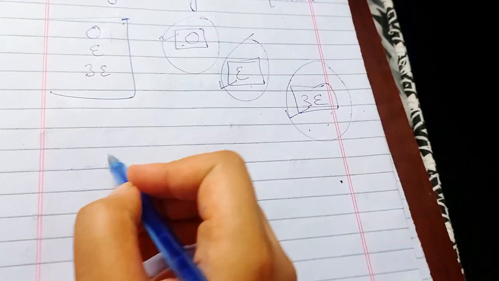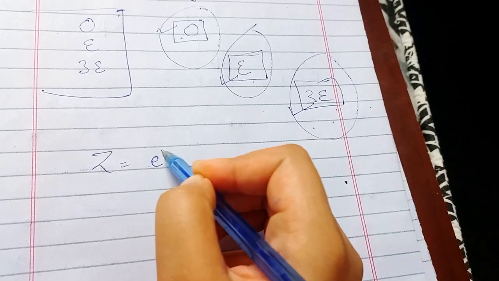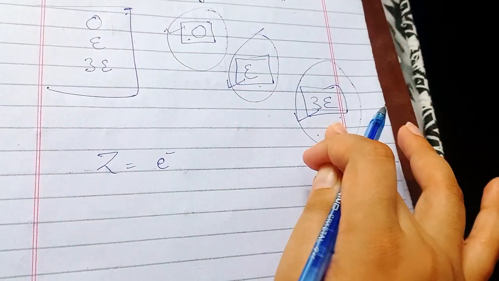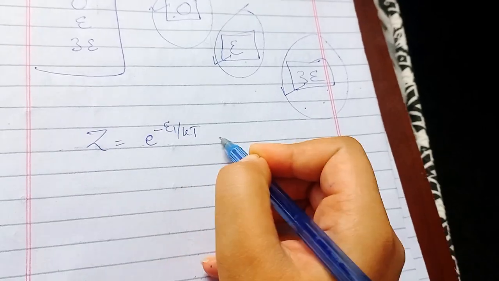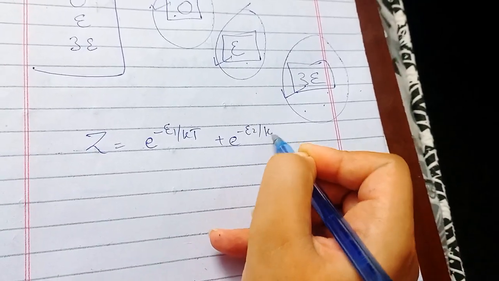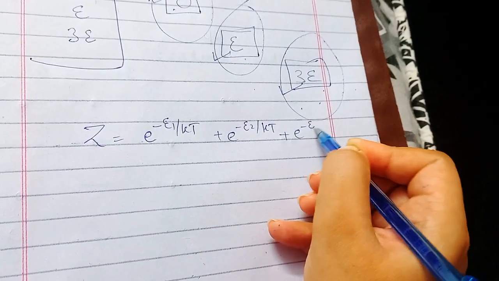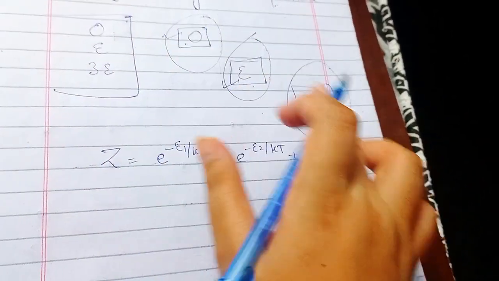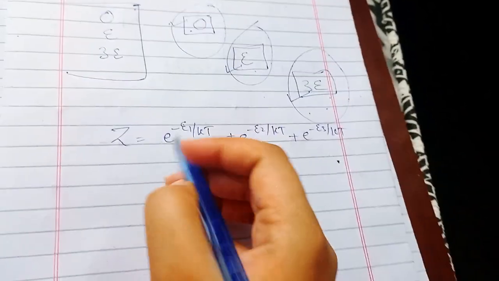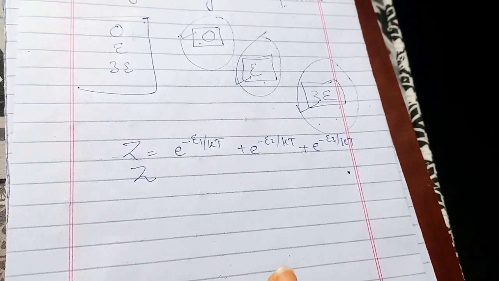All right, and the partition function is the sum of the Boltzmann factors for each of the different states. Okay, so what we do is e to the power minus E1 by kT, then plus, this is for the system of a single particle, and we put the values of E1, E2 and E3 here, which are the three different states here, and that's simply the partition function for a system of one particle.